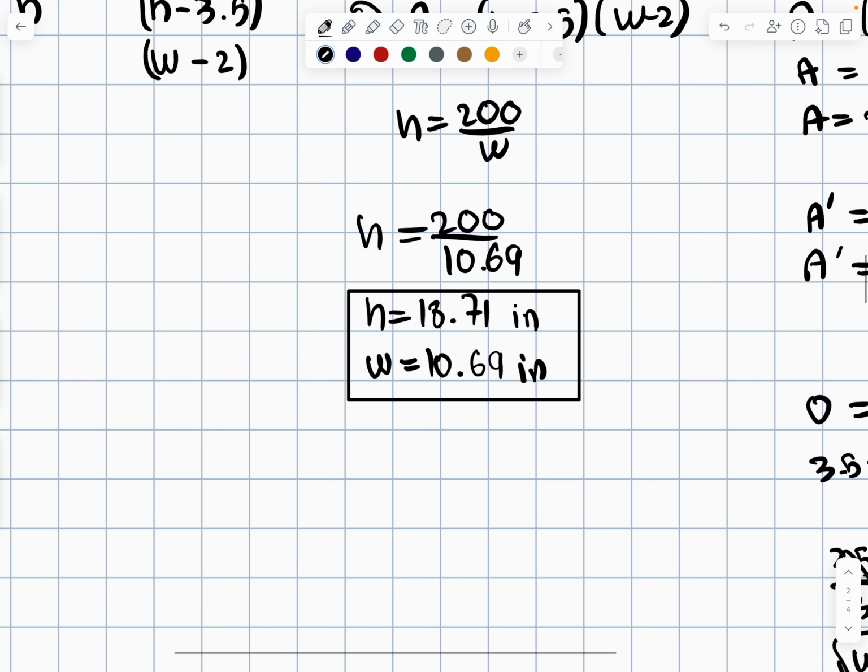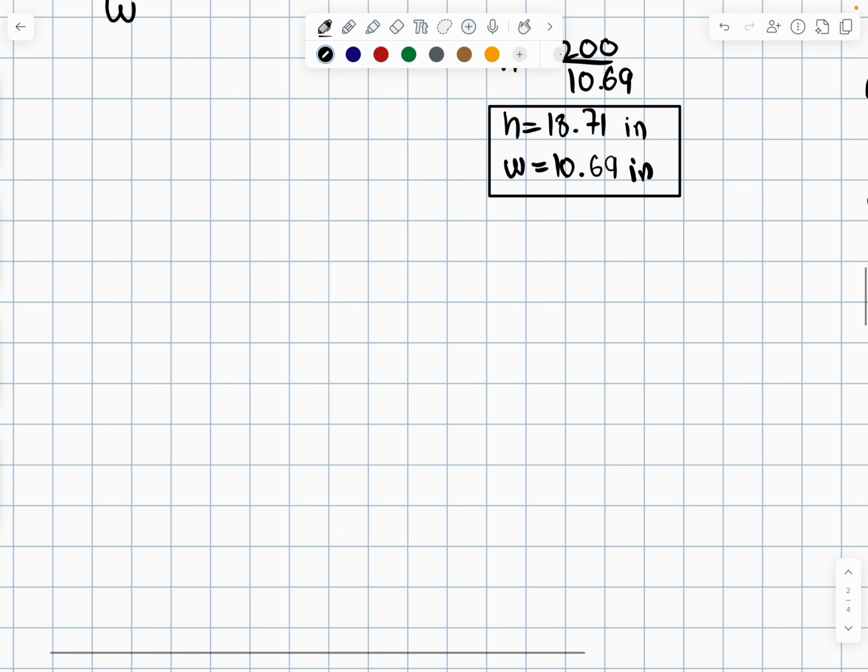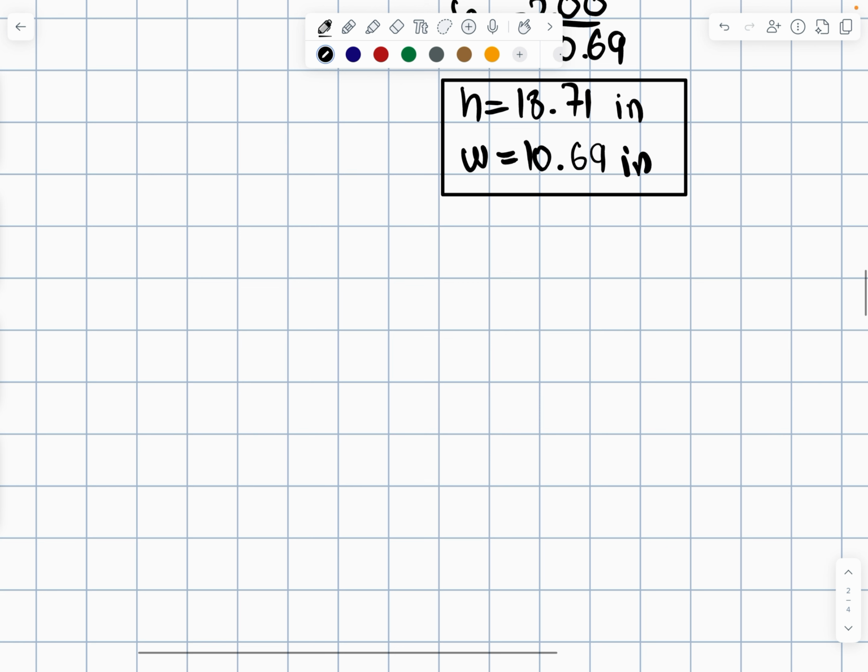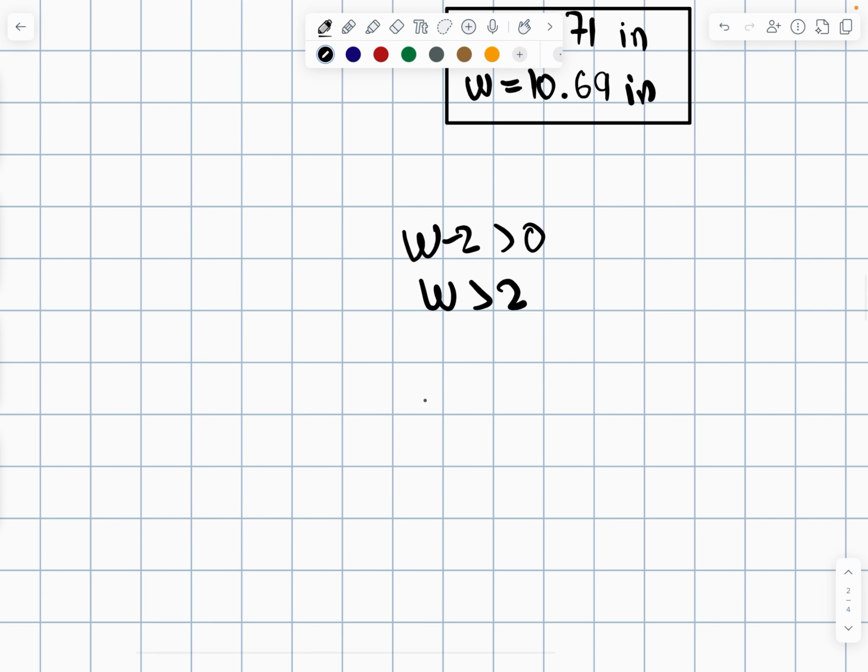So now we're going to just find our restrictions and just see if these dimensions work. Now we have w minus 2 is greater than 0, and if we move 2 to the other side, it's going to be w is greater than 2. And then we'll do that for H as well. This is for printed height and printed width. Then H minus 3.5 is greater than 0. So if we move that to the other side, it'll be H is greater than 3.5.